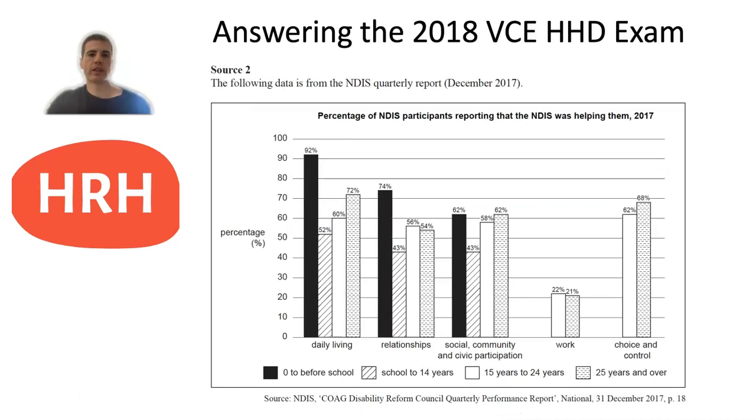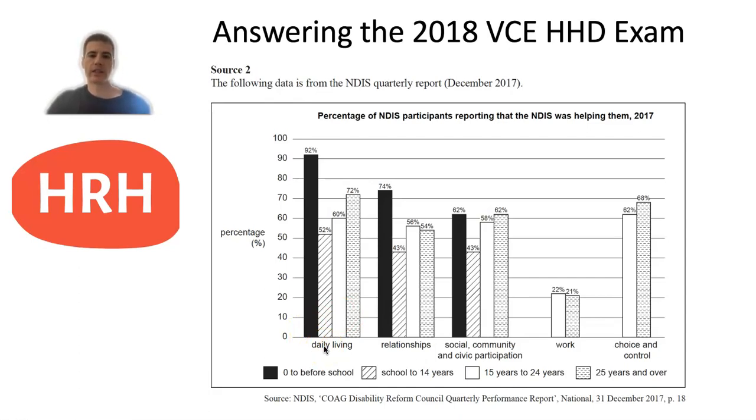Source number 2 was then data from a different quarterly report. And so once again, looking at the title, this was the percentage of NDIS participants that were reporting the NDIS was helping them in 2017. On the left, the percentage. Along the bottom here, on the x-axis, it's showing you the different activities that were reported on regarding whether or not the NDIS was helping individuals.